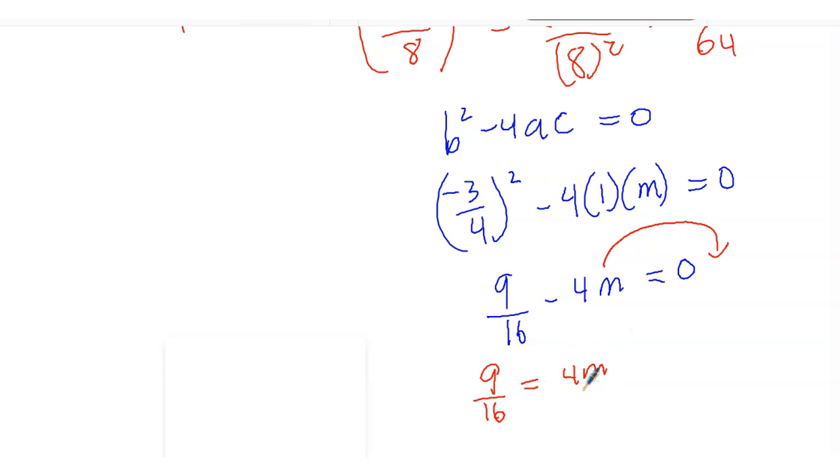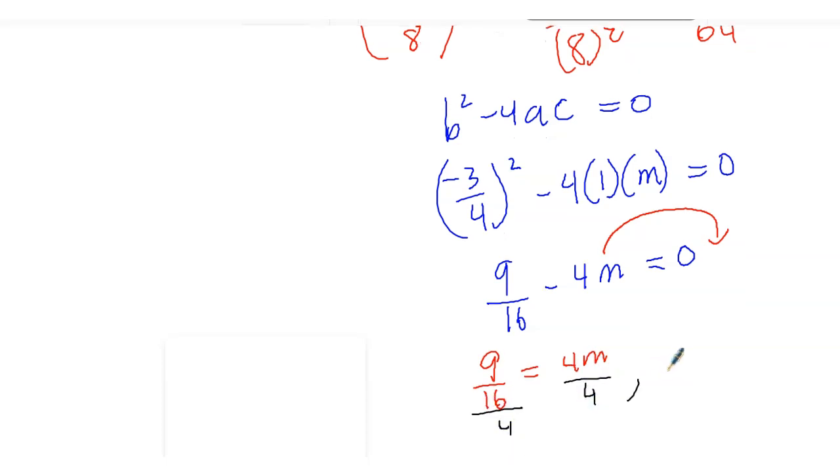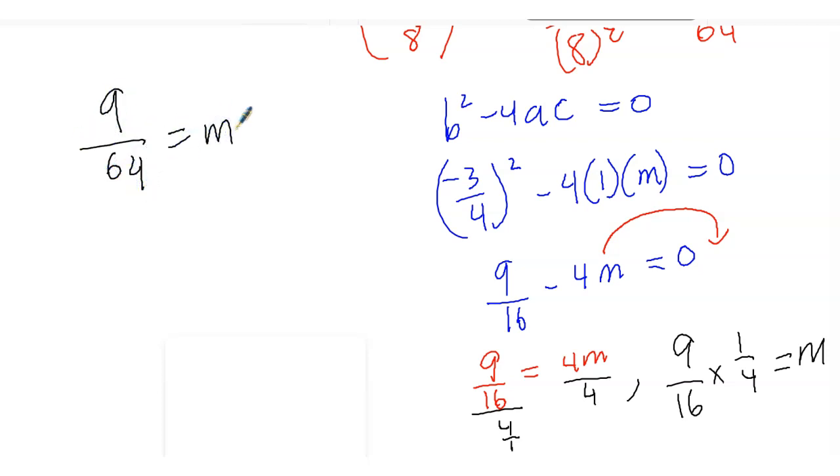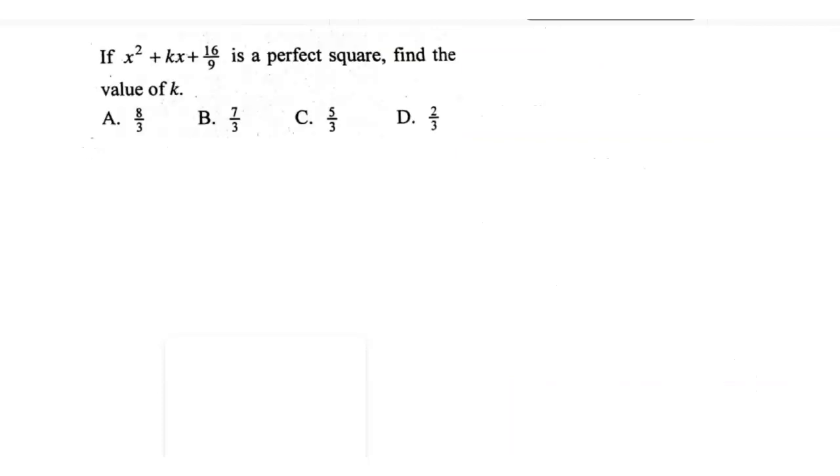We are looking for m. It's being multiplied, so we divide both sides by 4. This implies that we keep this one and we flip this one. Every number is over 1. So it's just going to be 9 over 16 times 1 over 4 is equal to m. That brings us back to the same answer, 9 over 64. Whichever one clicks to you, you use that. Let's look at another one.